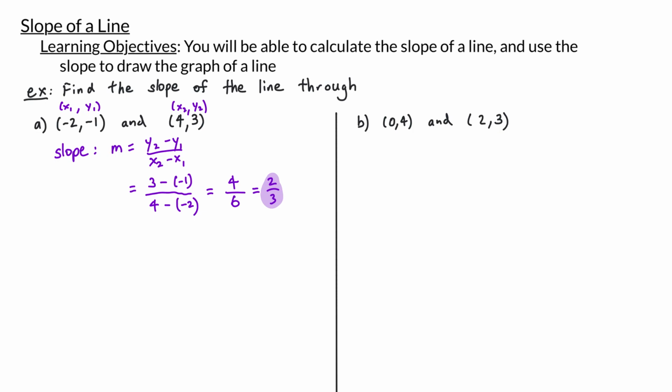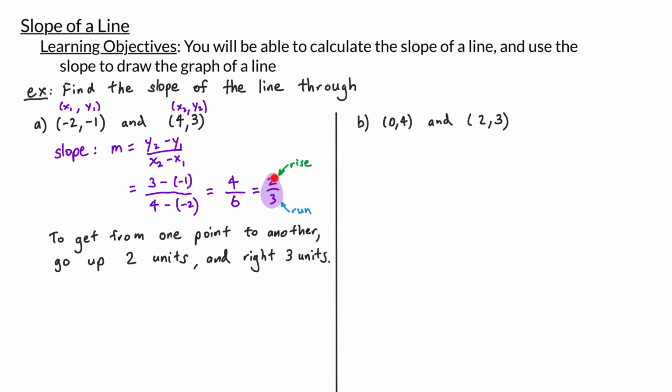From our previous video, we learned that the slope can be thought of as the rise over the run. So when we have a fraction like this, we can think of the numerator as the rise and the denominator as the run. And what this means for our line is that if we want to get from one point on the line to another point on our line, we go up 2 units and we go across 3 units. Let's now look at our second example.